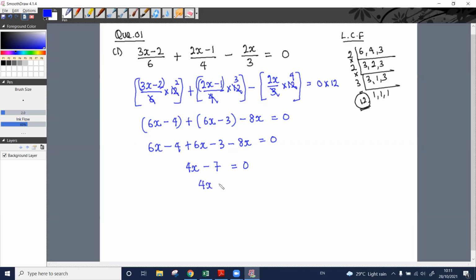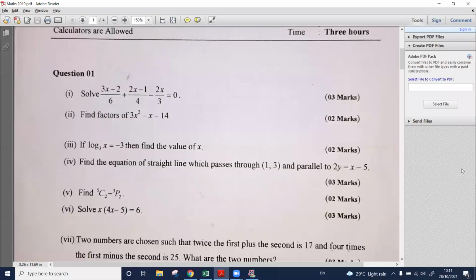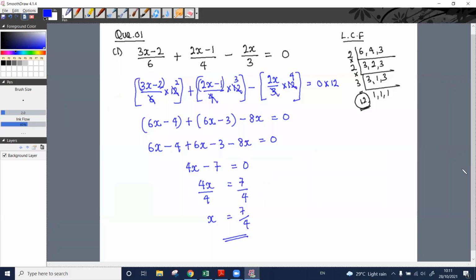Take this minus 7 to the other side, it will become plus. Divide both sides by 4. Therefore, x should be equal to 7 over 4. Right? If you got the answer as 7 over 4, give 3 marks. The final answer should be 7 over 4.